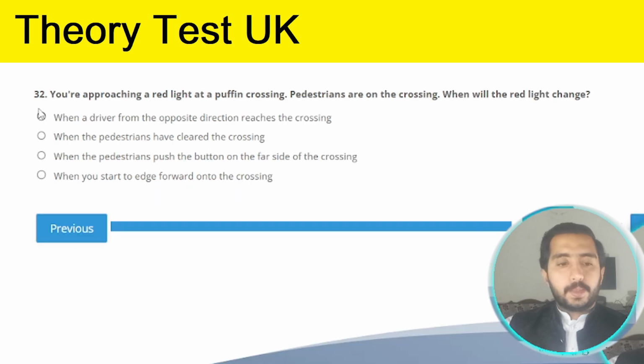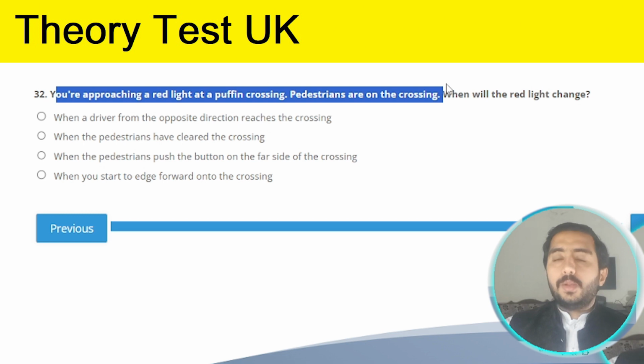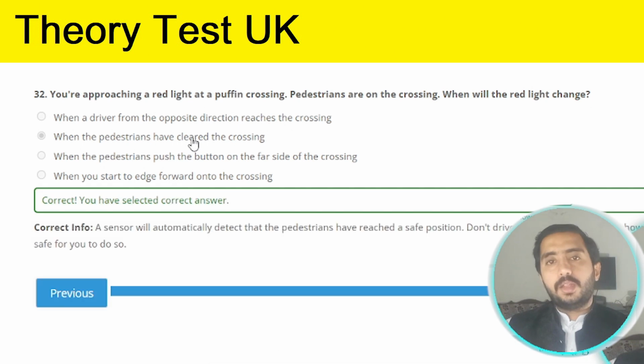Next one. Question number 32. You are approaching a red light at a Puffin crossing. Pedestrians are on the crossing. When will the red light change? The correct option is when the pedestrians have cleared the crossing, then the red light will change.